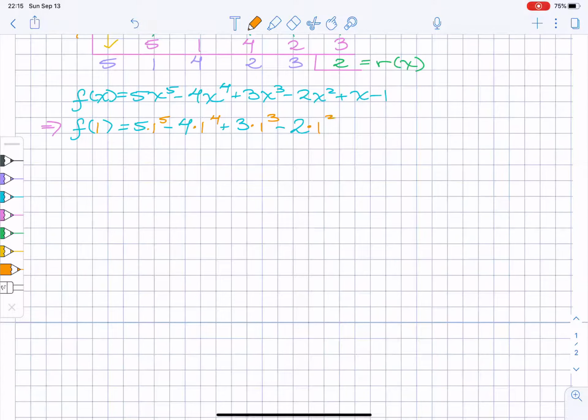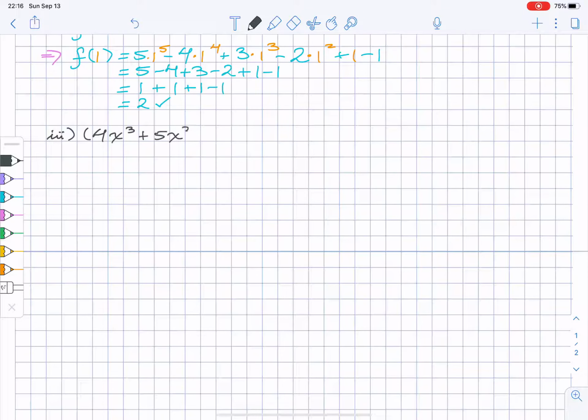Okay, so number 3. So let's say we have a polynomial 4x cubed plus 5x squared minus 2x plus 7, which we're going to divide by x plus 2.